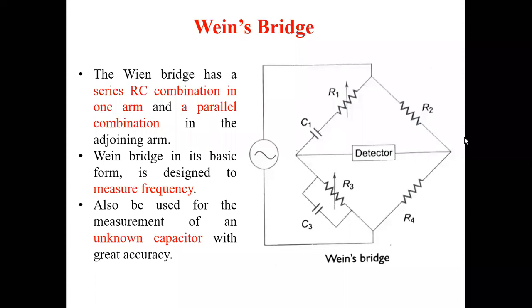But the thing is that we should know the frequency of operation. When you know the frequency of operation, we can easily find the capacitance value. Otherwise it is not possible. So the Wien bridge can be used to measure the frequency as well as the unknown capacitance value. Coming to the Wien bridge circuit.